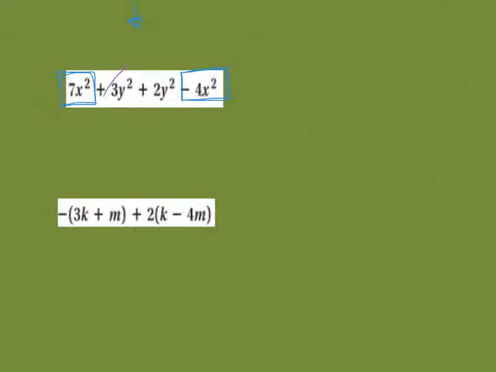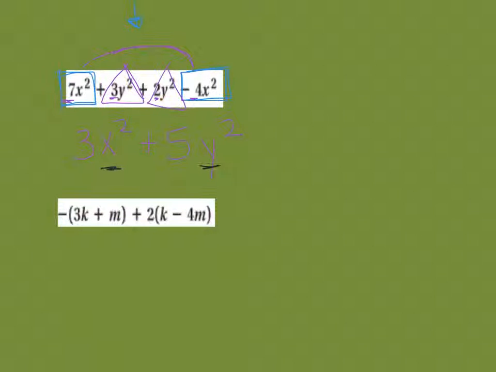And then I have a y squared and y squared. So if I combine these like terms, I just look at the coefficients. So my 7 and my -4 would leave me with 3x squared. And for my y's, I have a +3 and a +2. So I add those together and you get 5y squared. As you can see, the variable did not change. x squared stayed the exact same.